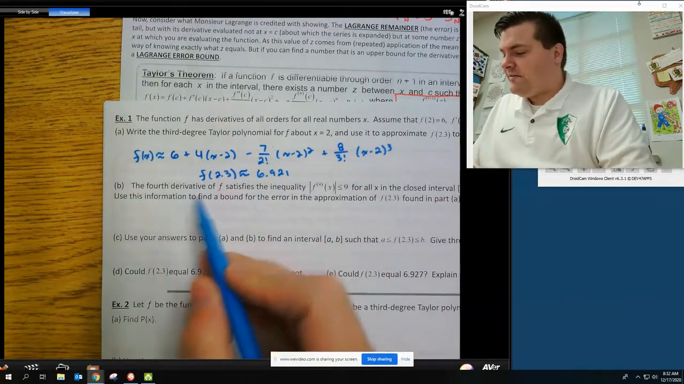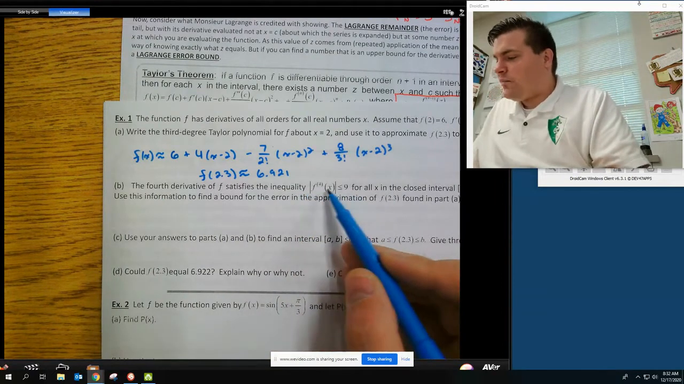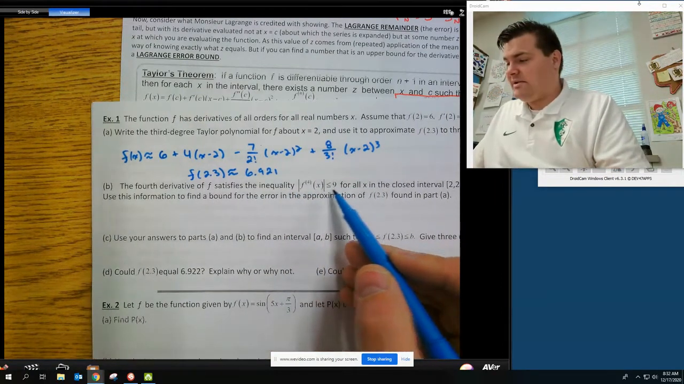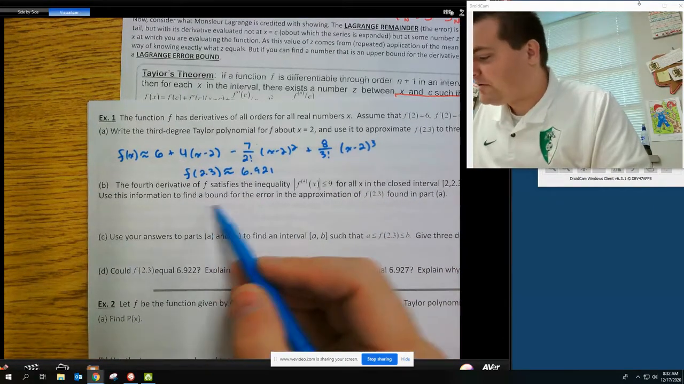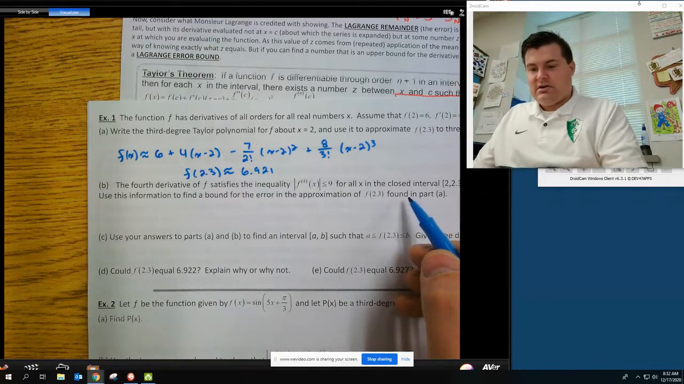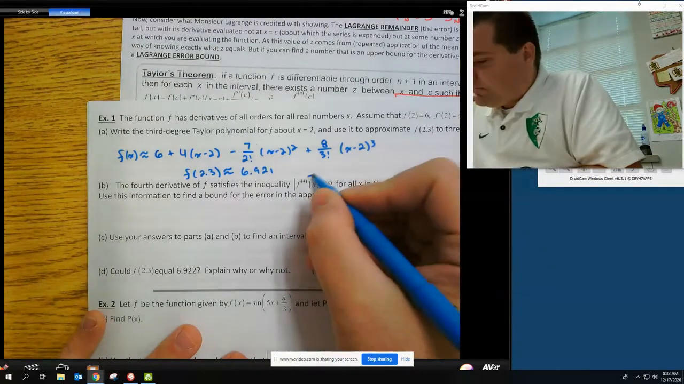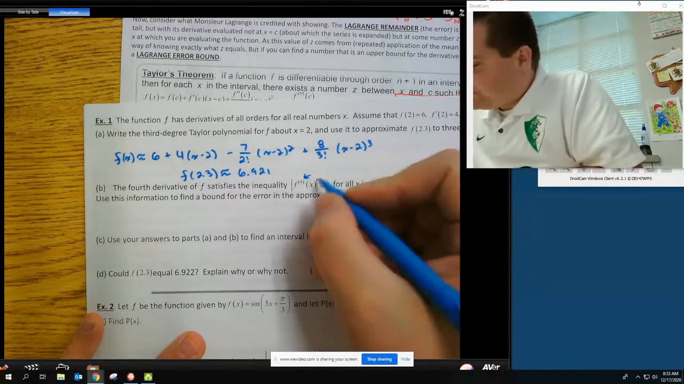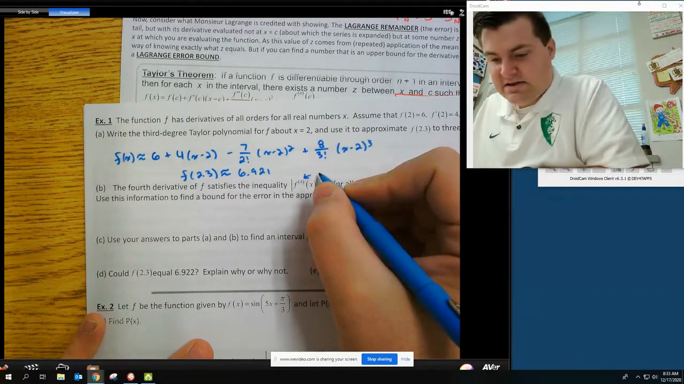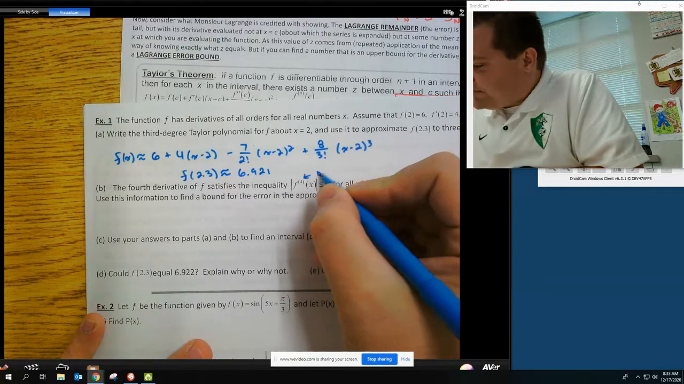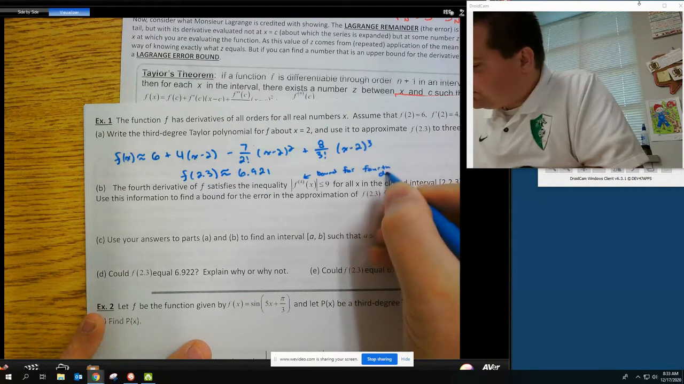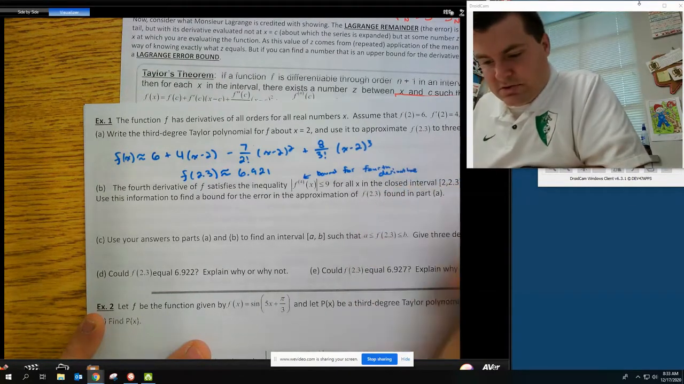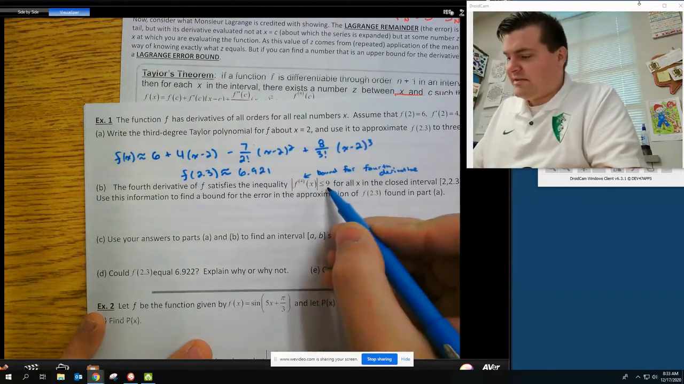The fourth derivative of f satisfies the inequality where it's going to be less than or equal to 9, in this closed interval from 2 to 2.3. Use this information to find the bound on the error for your approximation. So this right here means that this is a fourth derivative, by the way. So this is the bound for the fourth derivative, and this is our maximum value right there.